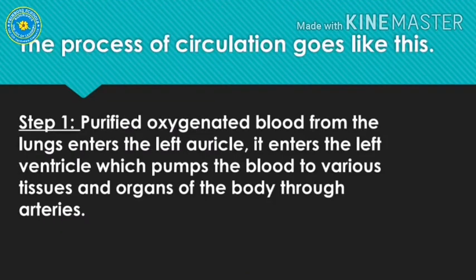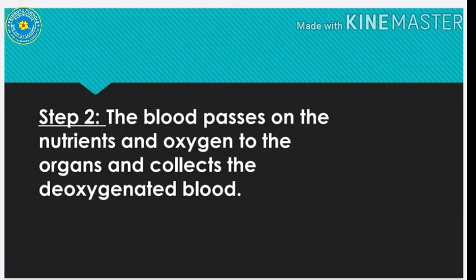Okay, the process of circulation goes like this. Step 1. Purified oxygenated blood from the lungs enters the left auricle. It enters the left ventricle, which pumps the blood to various tissues and organs of the body through arteries. Step 2. The blood passes on the nutrients and oxygen to the organs and collects the deoxygenated blood.